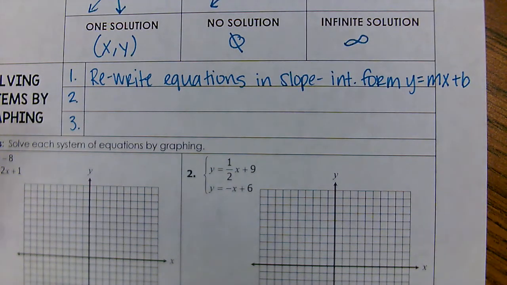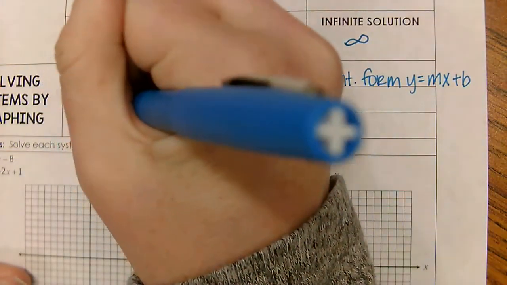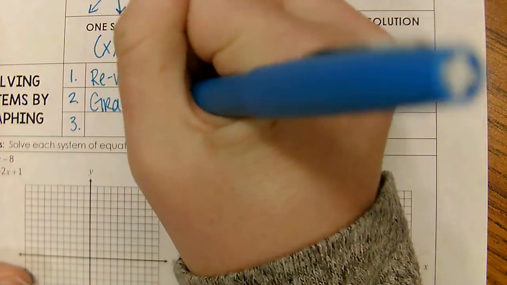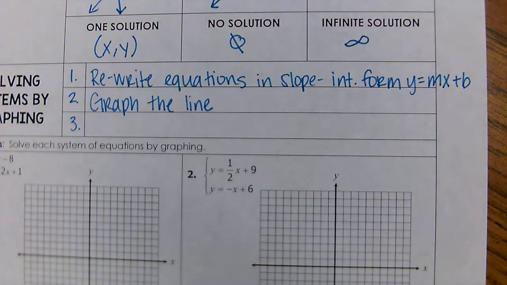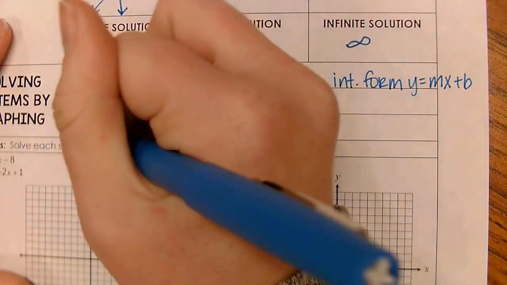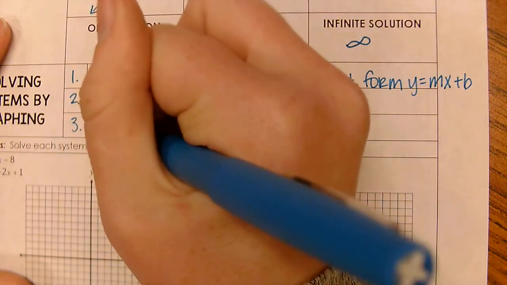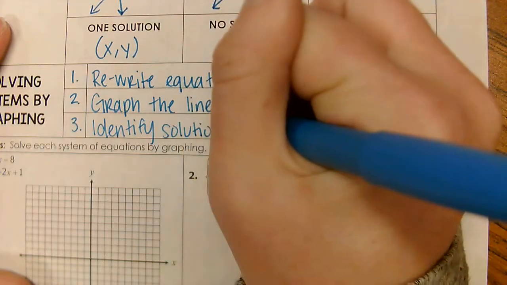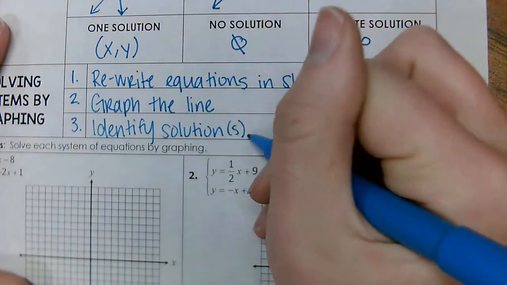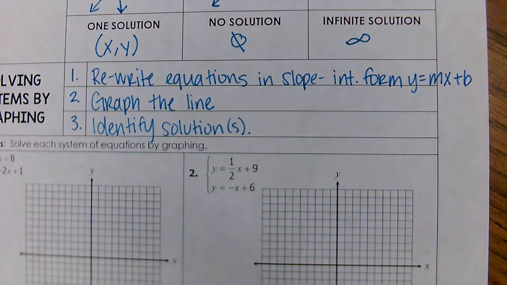Step 2 is to graph the line. Using the slope and the y-intercept, graph the line. You'll graph both of the lines. And then step 3 would be to identify the solution or solutions. And that would either be one solution, ordered pair, no solution, parallel lines, or infinite solutions, which is the same line.